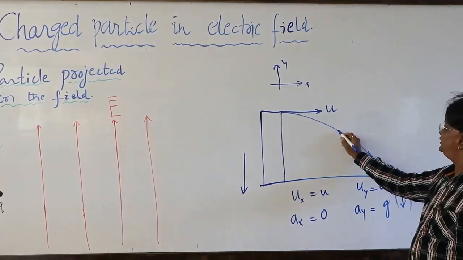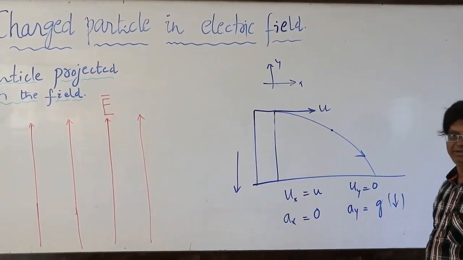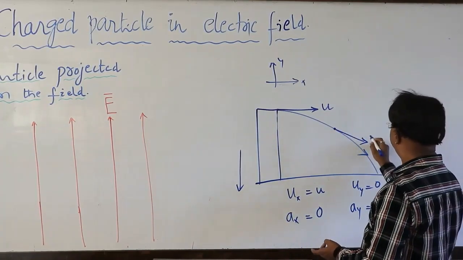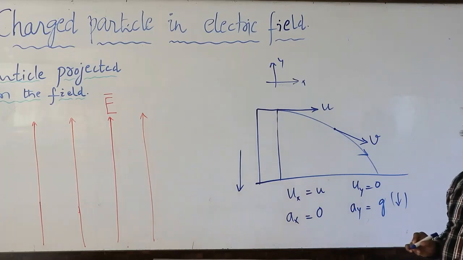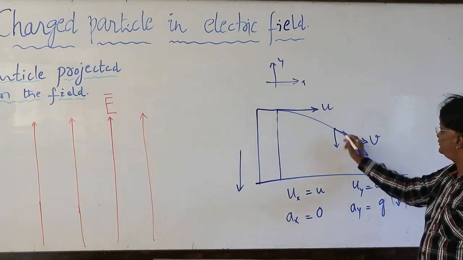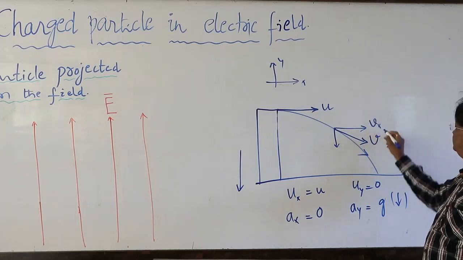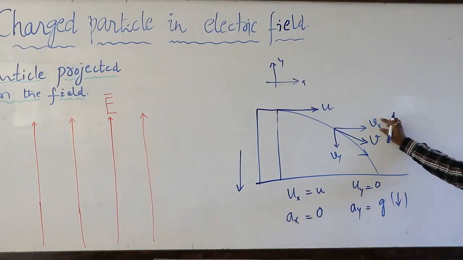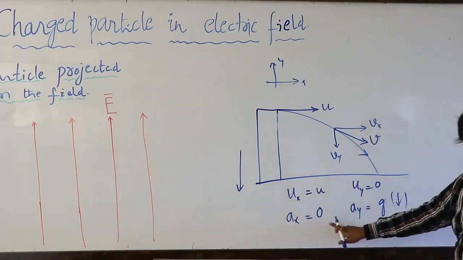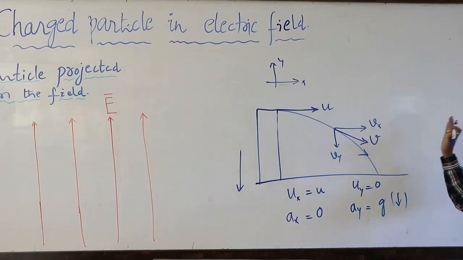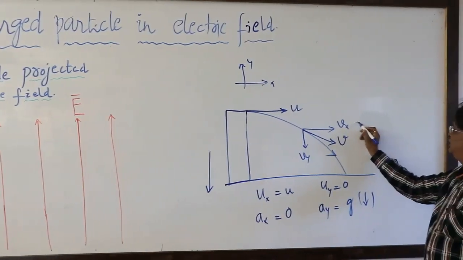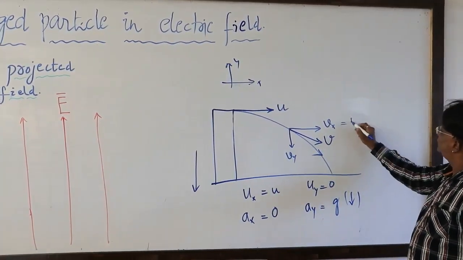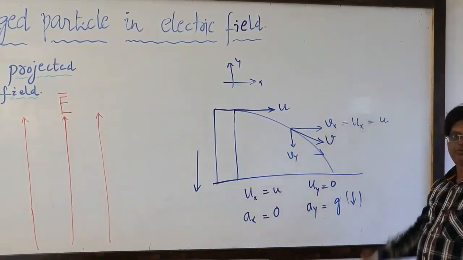Because you know, at any point in the trajectory, you will find that velocity is always tangential. Suppose at this point, if v is the instantaneous velocity, then we have two components resolved. This component is Vx and this component is Vy. This horizontal component is not affected because Ax is equal to 0. So horizontal velocity remains the same throughout. Therefore Vx is equal to u. Vx is equal to ux, that is always equal to u.